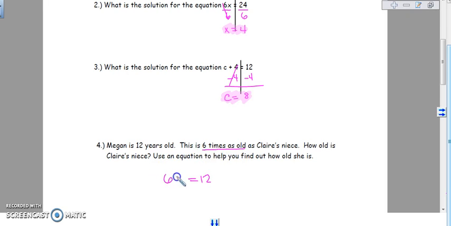So 6 times, we'll say the age. So again, 6 times as old. We don't know her age, so 6 times, and the age has to be equal to 12. So again, draw a line down the middle. This is multiplication. To undo multiplication, we do division. Kick out the 6. So A equals 2. So the niece is 2 years old. Okay, let's move on.